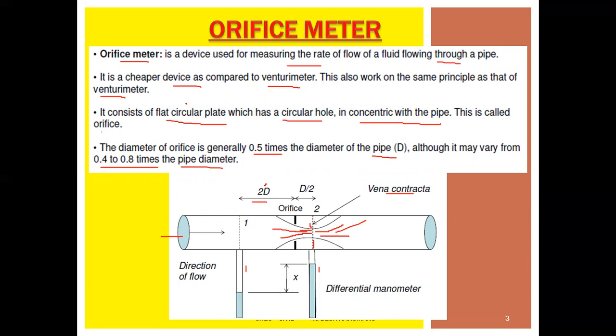It consists of a flat circular plate which has a circular hole. If this is a circular plate, in this we have a circular hole. This plate is fixed inside the cylindrical pipe, and this is called an orifice. You see the physical diagram of the orifice meter. At this point you have the plate. This is the direction of the flow of the fluid. There is the exit flow. This is the vena contracta. Vena contracta means where you have the compression place.